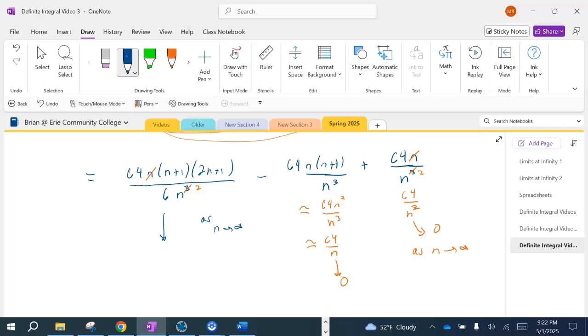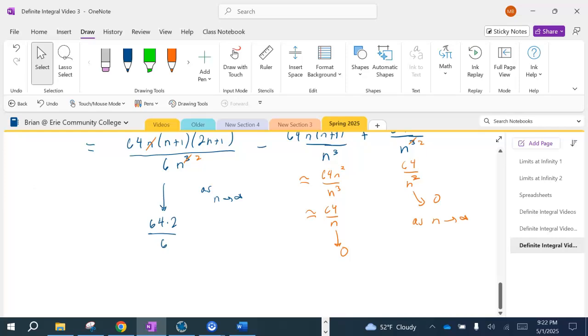Well, what are we going to have left? We're going to have just the coefficients. If we multiplied it all out, we would have 64 times 2 times n squared. So we're going to get 64 times 2 on the top. On the bottom, we're going to get just 6. All right, so that's going to be our answer. And I'll just clean that up a little bit. 2 goes into 6 3 times, so that's going to be our final result.